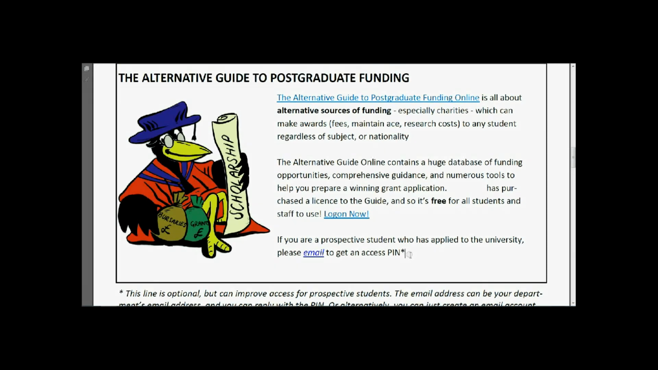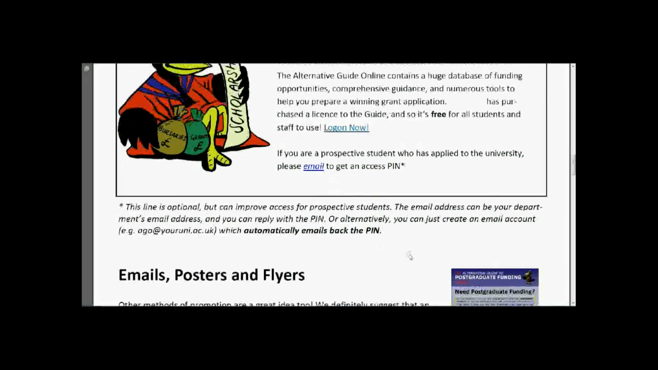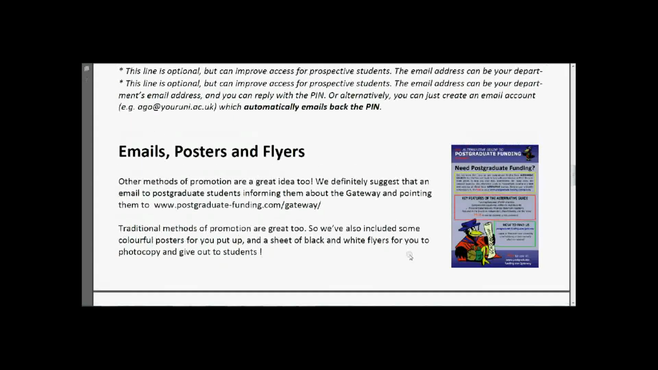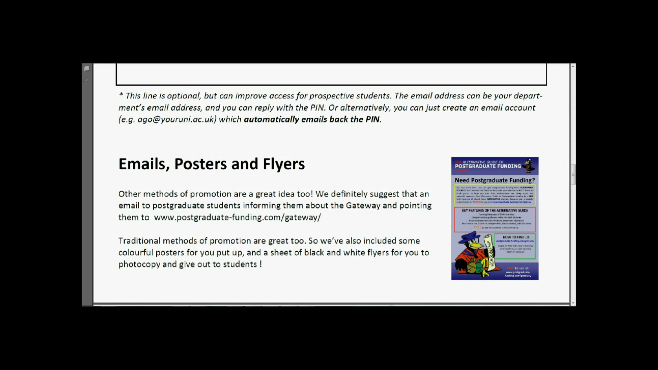Other methods of promoting the Alternative Guide to Postgraduate Funding are, I guess, very simple. A mail shoot to all your postgraduate students is always very effective. And also, perhaps, don't overlook some of the more old-fashioned strategies as well. We've included in your welcome pack some A3 posters, which obviously can be very effective when they're placed in prominent places, and also some flyers as well, which you are at liberty to photocopy and distribute to as many students as you'd like.